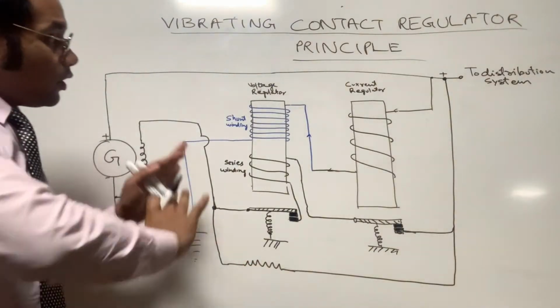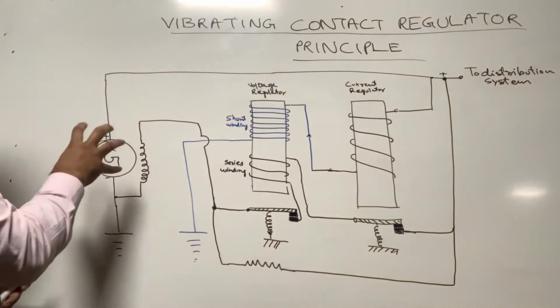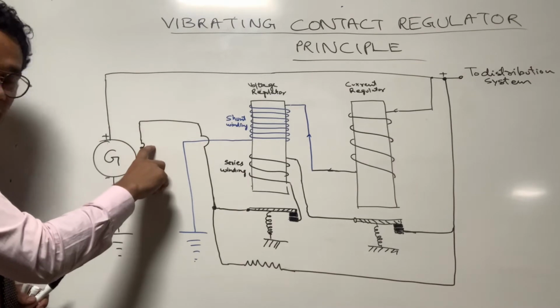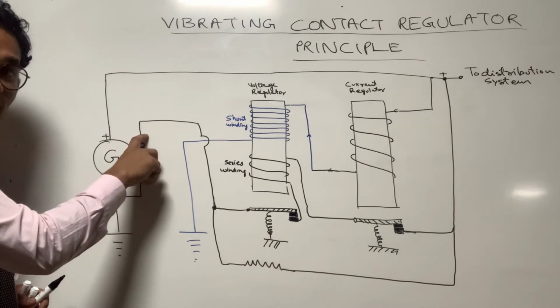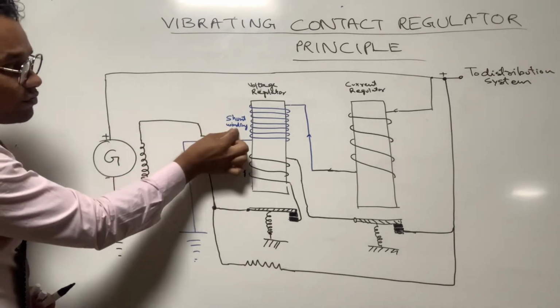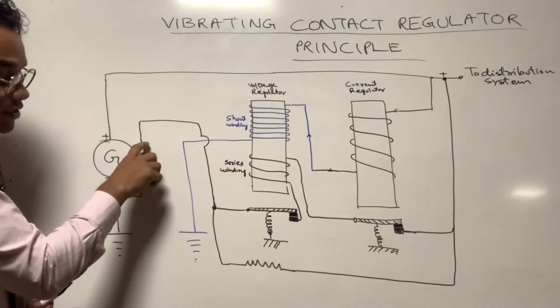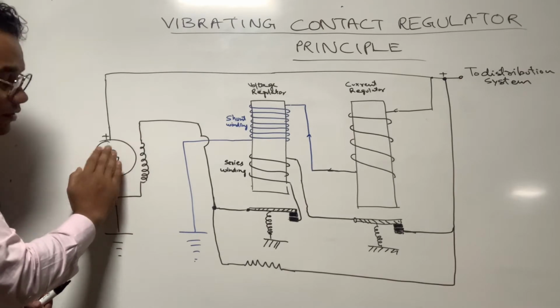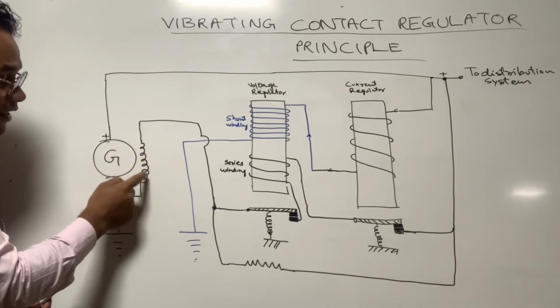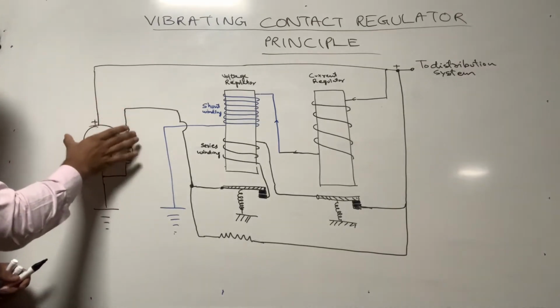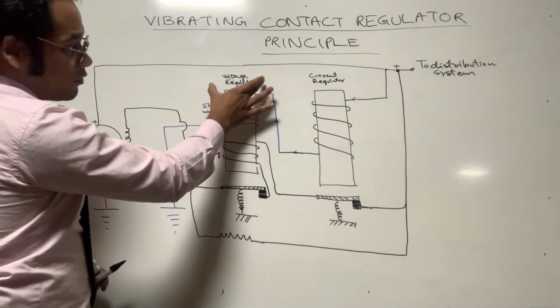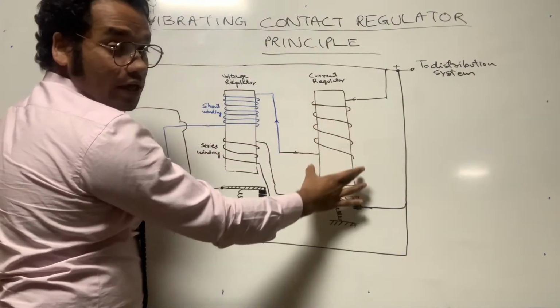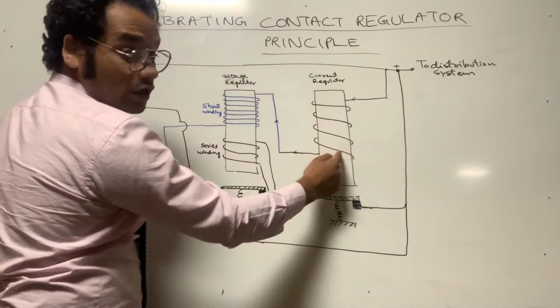So right now, what I have shown you is the generator and its field winding. Okay, this field winding is a shunt field winding, so do not get confused between the shunt field winding of the voltage regulator and the shunt field winding of the generator. This field winding is within the generator. Okay, this is a part of the generator field winding, and this is the armature. So this is what I have shown. Next, what I have shown is the voltage regulator. Next, I have shown a current regulator where we have a few turns of thick copper wire.